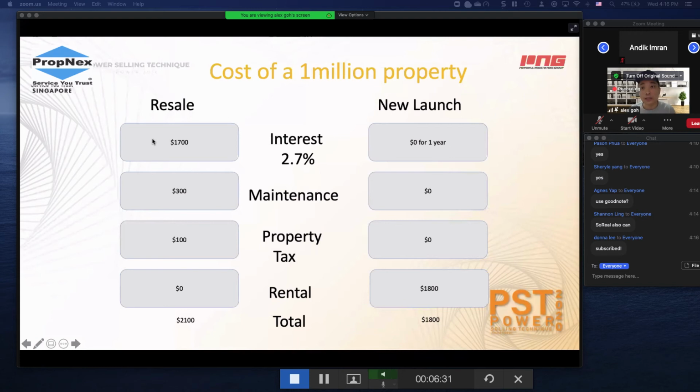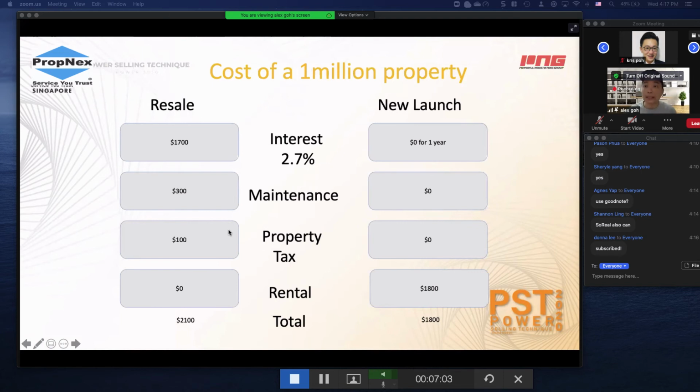So this one I'm going to run through with you. This is based on something that I think a lot of us have been thinking. Whenever I buy a new launch, there's a downtime, true or not? That's the main reason why we want to buy a resale or a project that is going to TOP, because we don't want to have a time that we need to rent, right? A lot of clients don't want to buy new launch because they don't want to rent.